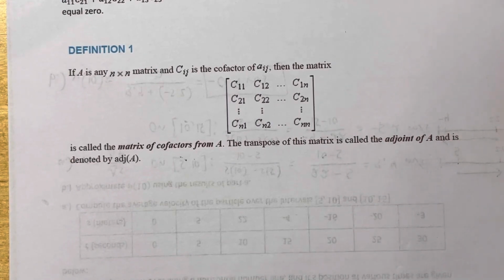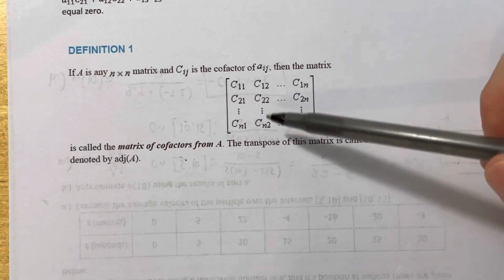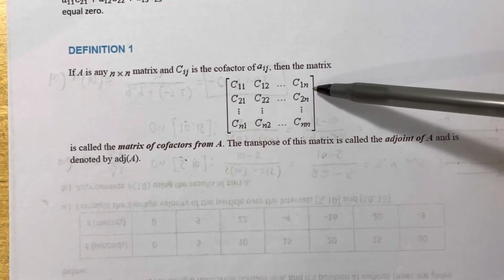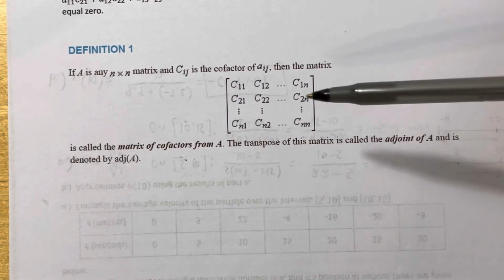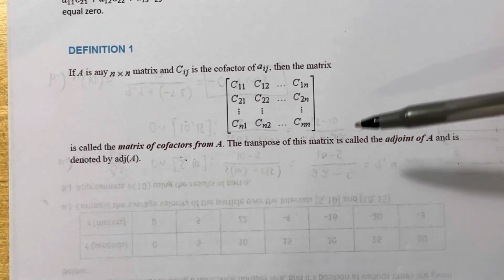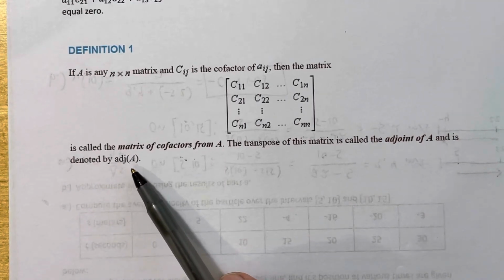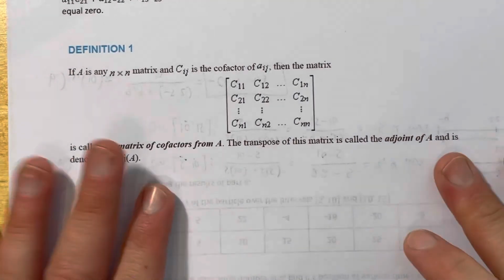Now, by itself, that matrix is not really useful for much of anything, but if we take the transpose of this new matrix, we get something that ends up actually being kind of useful, and that's what's called the adjoint of A, which we just denote this way, ADJ with an A in there. Okay, so let's do an example where we have to come up with an adjoint of some matrix.